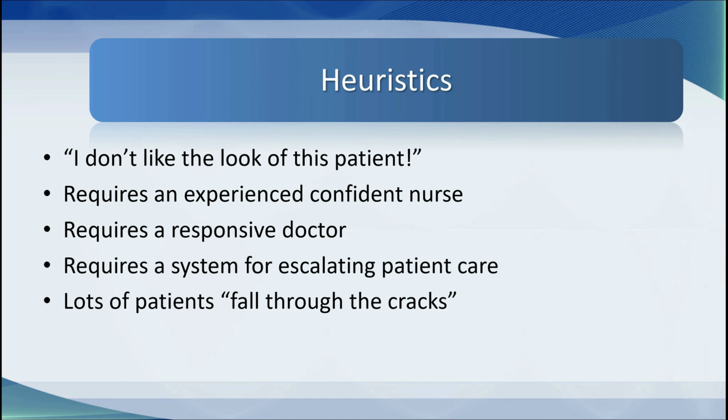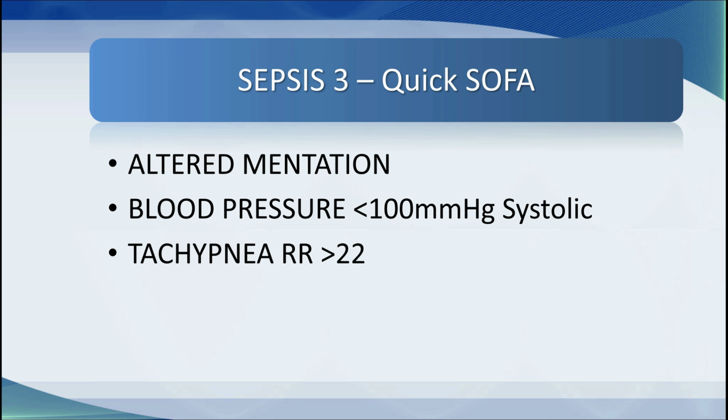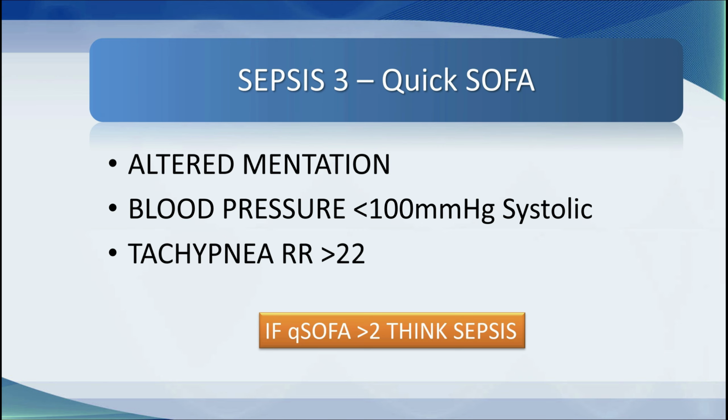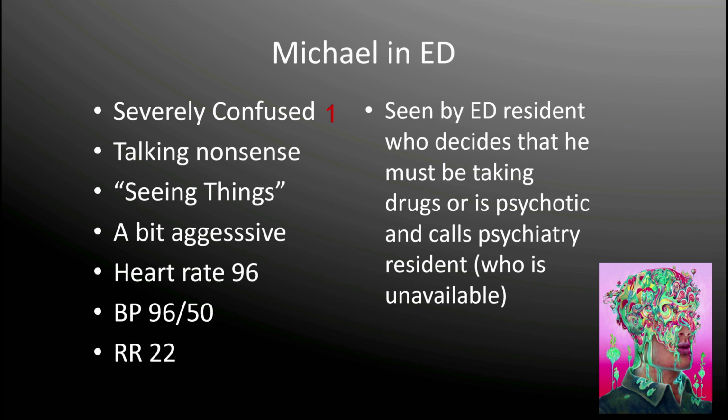Now, there are simple systems that you can use for scoring a patient. One of them, for example, is the quick SOFA score, Sequential Organ Failure Assessment Score, that uses 3 things for identifying sepsis: altered mentation, that's a drop in the Glasgow Coma score; blood pressure of lower than 100 millimeters of mercury systolic; or tachypnea with a respiratory rate of greater than 22. If the SOFA score is greater than 2, you think sepsis. So if you look at Michael, he was confused, his blood pressure was less than 100, and his respiratory rate was 22. So a quick SOFA score would have identified his sepsis.